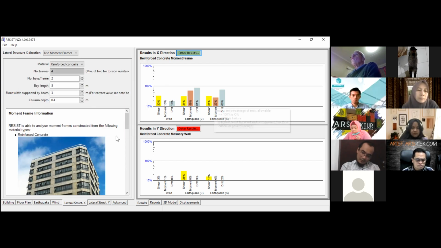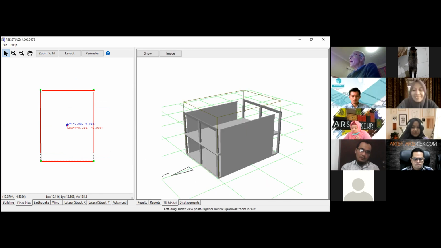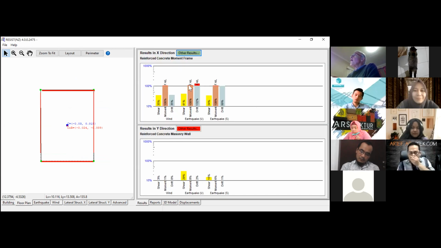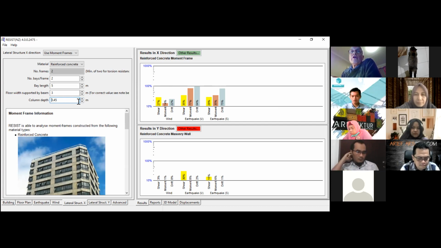If we wanted to, we could just have 2 frames, say one at each end of the building. So if I delete that frame and delete this frame and look at our model, see now we've just got a frame at the front and a frame at the back. That's all we need. If I look at the results, you can see that I've got some red failure of my frame. So I've got to go back and increase the size of my members there. If I make my columns and beams 45 centimeters deep, then that house will comply with the Indonesian loadings code. It'll be strong enough.